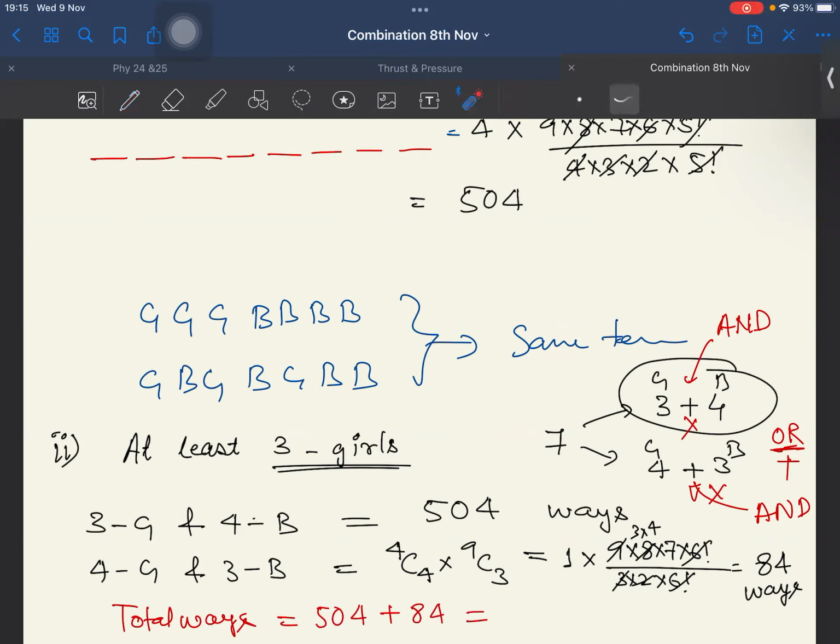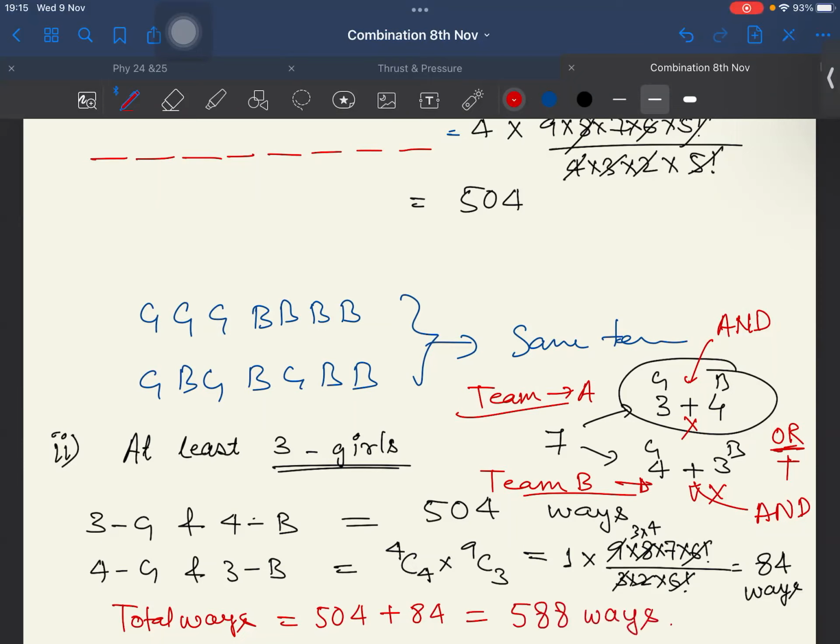Because either this team is possible, let's say this one is team A, or team B. Either this is possible or this is possible. So clearly an or statement is there. So how many ways? 588 ways. Understood? Anybody is having doubt here? Please tell me. See, this is a really nice problem to understand the fundamental principle of counting.